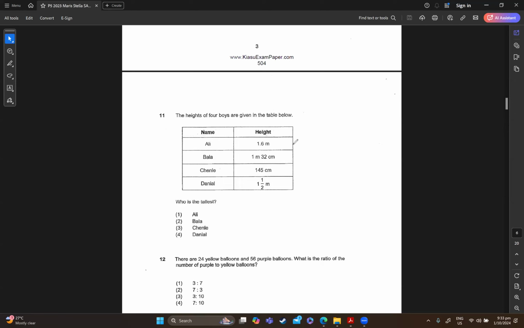So this is 1.6 meters, okay? Alright, this is 1.32 meters. This is 1.45 meters. And lastly, this is 1.5 meters. So observe this form. Obviously, Ali is the tallest. So option 1 is the answer.